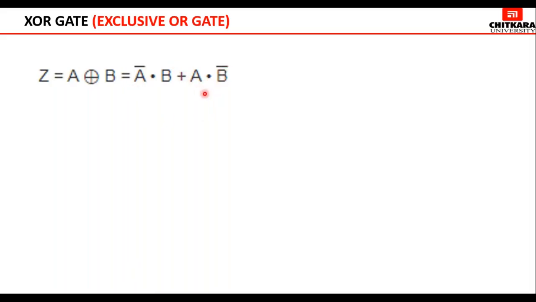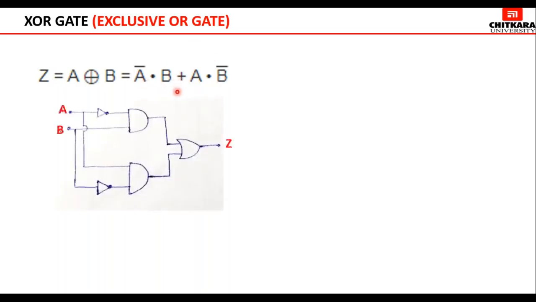So which gates do you find here? If I check this, this is a combination of AND gate. Again, if I check this part, this is also a combination of AND gate. And if I combine these two, there is a plus symbol, that means this is a combination of an OR gate. That means there should be two AND gates and one OR gate, right? According to the symbol. So let's check the circuit diagram. You can find that there are two AND gates and one OR gate.